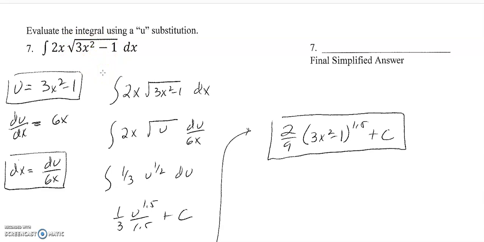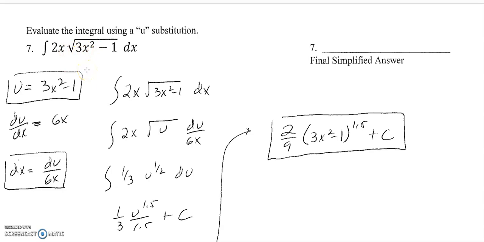So the idea of u substitution is to take something that's more complicated and turn it into something that's simpler to take the integral of using u substitution. So in this case, we're going to make u 3x squared minus 1. Now, how do we know which part of the equation to make u?